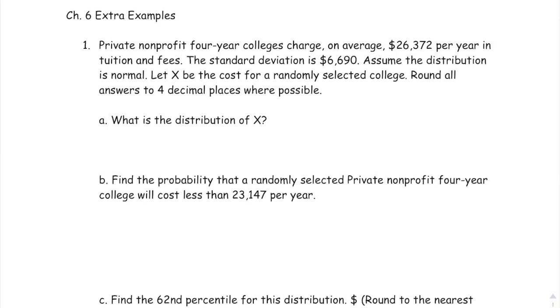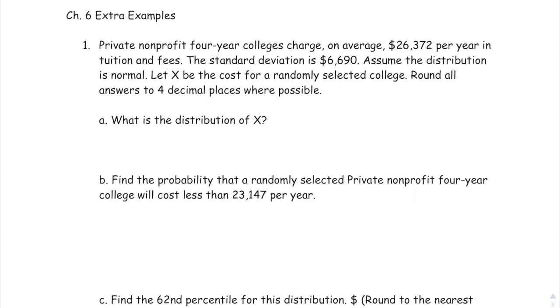Okay, I just want to do another example for you. Private nonprofit four-year colleges charge on average $26,372 per year in tuition and fees. The standard deviation is $6,690. Assume the distribution is normal. Let X be the cost for a randomly selected college. Round all answers to 4 decimal places.